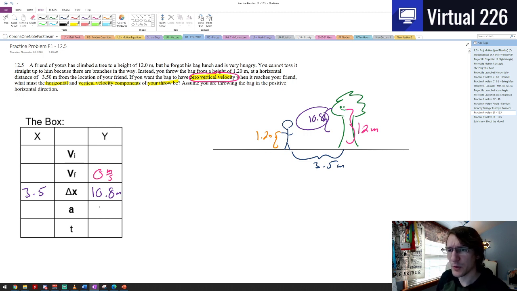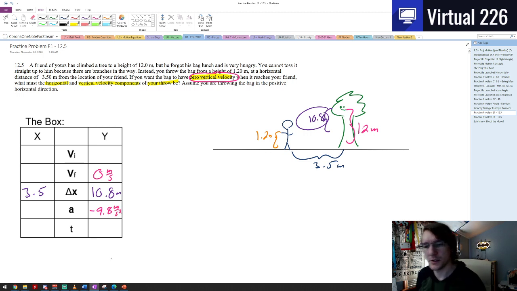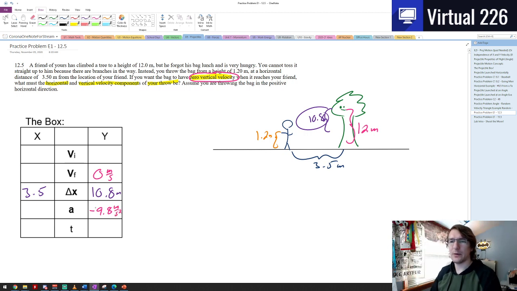And what's causing it to slow down vertically? Well, that's gravity. That's negative 9.8 meters per second squared. Okay, cool. And what do we want? We want to know what are the horizontal and vertical components of the throw initially. So we want these initials for the horizontal and the vertical.